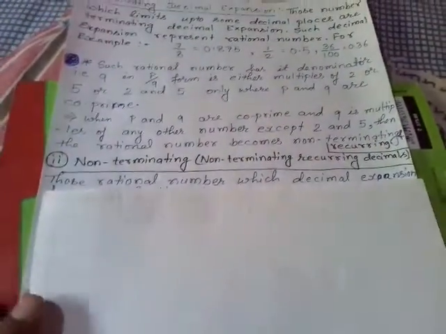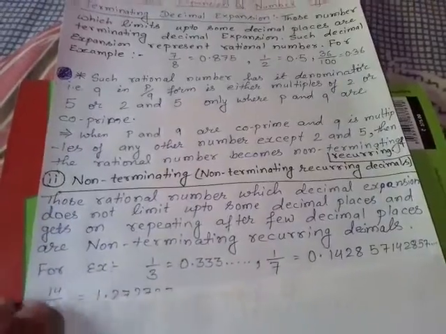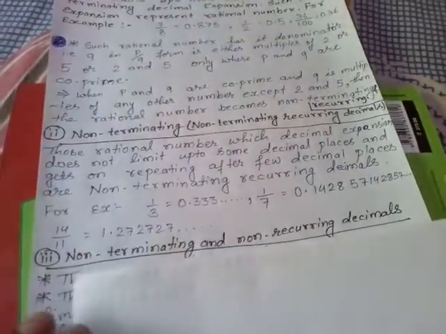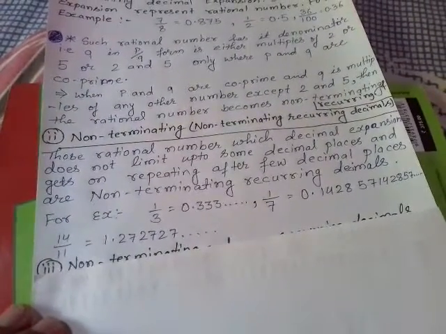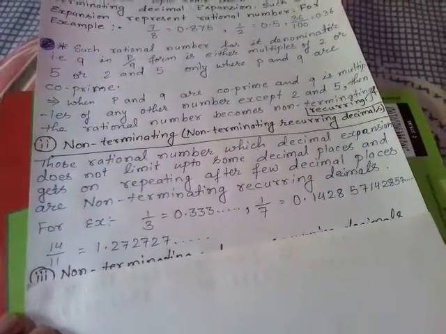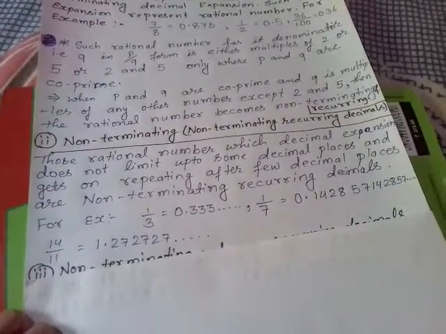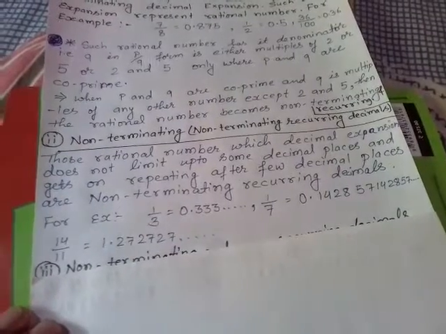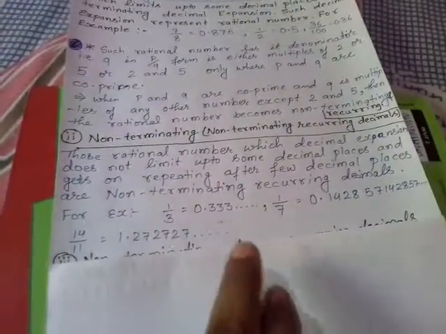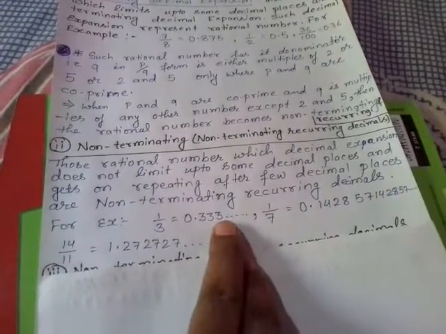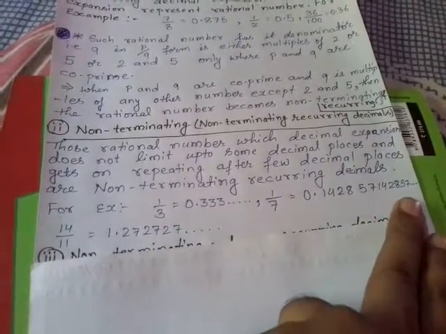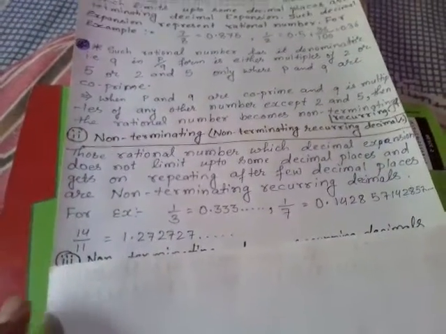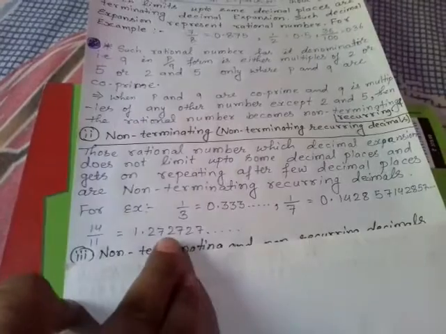Now there comes non-terminating recurring decimal, which we had just explained while doing those examples. Those rational numbers whose decimal expansion does not limit up to some decimal places and goes on repeating after a few decimal places are non-terminating recurring decimals. Already I had shown the examples also here. 3 goes on repeating. Here after 1, 4, 2, 8, 5, 7 again comes 1, 4, 2, 8, 5, 7 and it will go on repeating. So these are non-terminating recurring decimals. You can see over here 14 by 11, that is 1.272727.